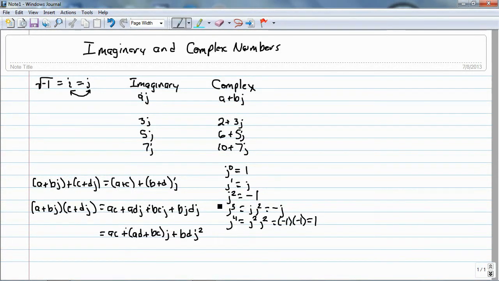And J to the fifth just ends up taking you back to, well, here's 1. That's the same as J to the 0. When I do J to the fifth, I'm going to have a J to the fourth times a J, so that takes me back to this point here.